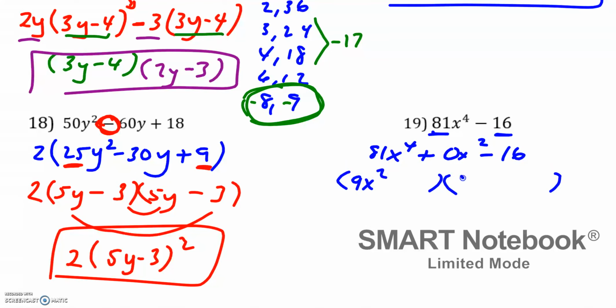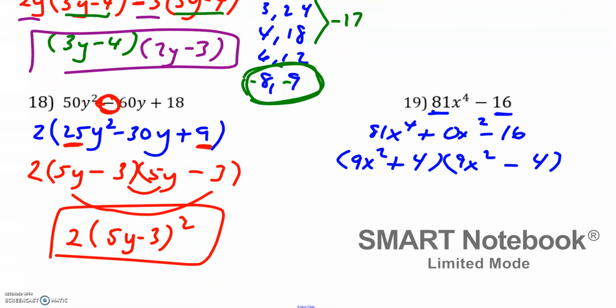9x squared times 9x squared is 81x to the fourth. 4 times 4 is really negative 16. I need 1 plus and 1 minus to get the middle term of 0. Now this is the tricky part. It's really tempting to say that you're done here. And in fact, this first parenthesis, whenever I see a plus sign, I know I am done here. So I know that 9x squared plus 4 will be in my final answer.